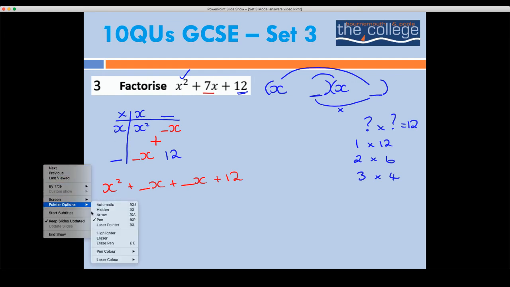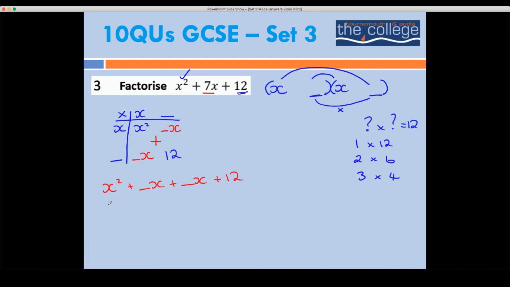Just change the colour again. Okay, so we've got to think which two add to make 7. 2 and 6 is 8, 1 and 12 is 13, 3 and 4 makes 7. So let's put a 3 in here and a 4 in here. So now let's fill those gaps in. 3 times x gives you 3x, 4 times x gives you 4x, 4x plus the 3x, so 4x there and 3x there. When we tidy that all up, we get exactly what we are looking for. We get 7x and then add the 12 on the end. So we've got exactly back to where we started.